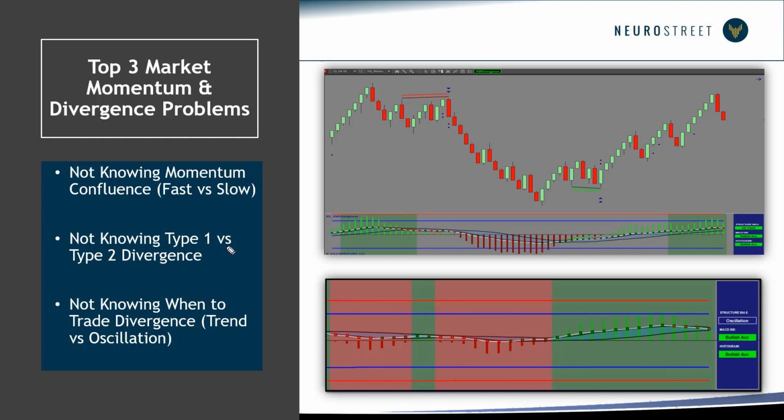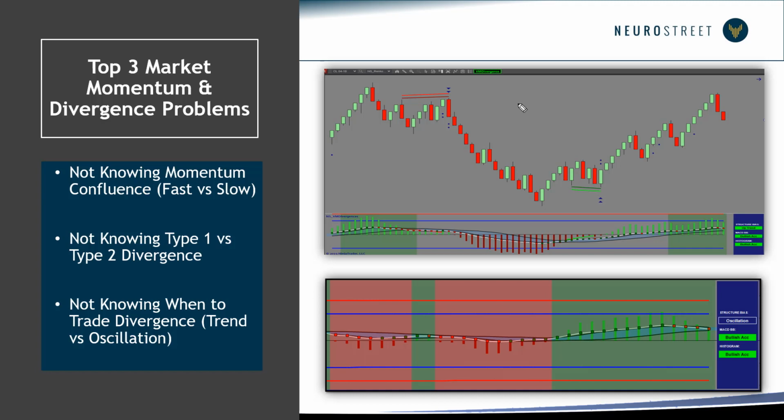Perfect. So I want to talk a little bit about the difference between fast and slow momentum. I'm going to break down type 1 and type 2 divergence, and then I'm going to explain when to be trading divergence. Very simple. We've built this out over the course of years to be able to enhance divergence trading. It should not be difficult, but it is difficult, and that's the truth. It is a very difficult concept. There's a lot of room for error with regards to divergence trading, especially because most people don't understand what divergence is best suited for. And it may not even be your core trading strategy, but it can definitely enhance or be used in conjunction with other systems. So I do want to make note of that.